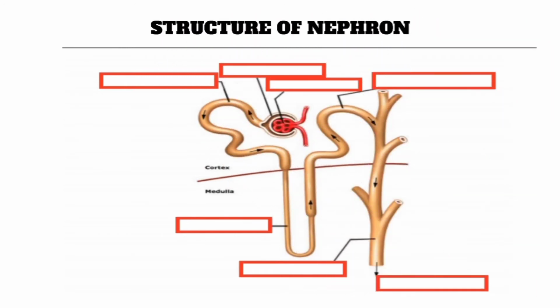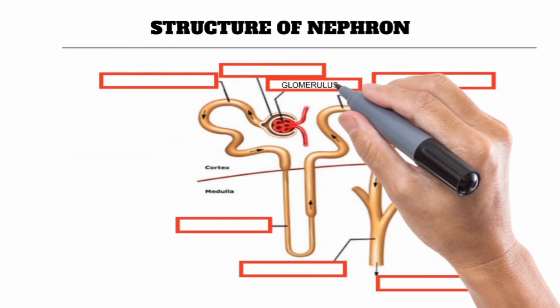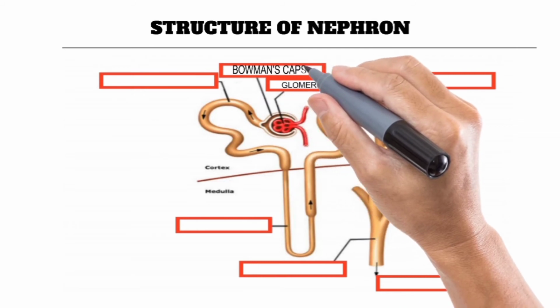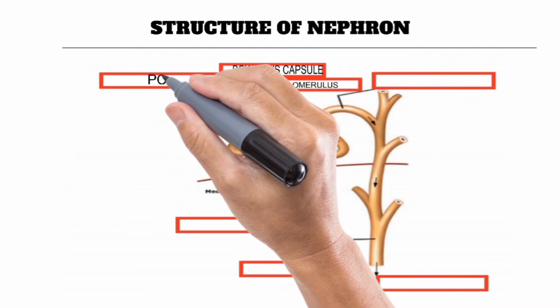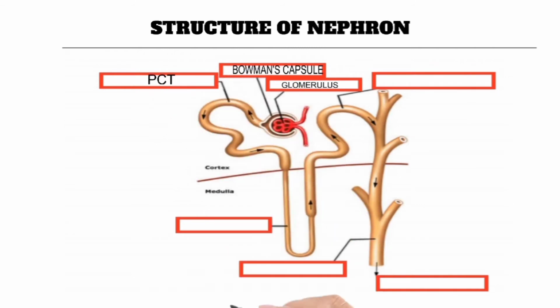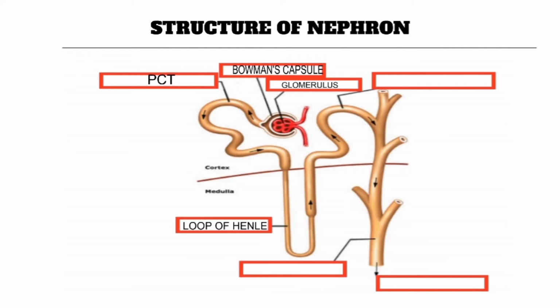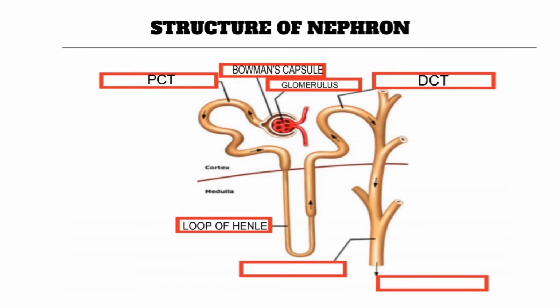Glomerulus is a tuft of capillaries which are connected to an afferent arteriole on one end and an efferent arteriole on the other end. Bowman's capsule is a capsule which holds the glomerulus. Third part comes the PCT, which means proximal convoluted tubule, which later descends to the loop of Henle, then to the DCT, which is the distal convoluted tubule, which later is joined to the collecting duct, which drains into the minor calyxes.